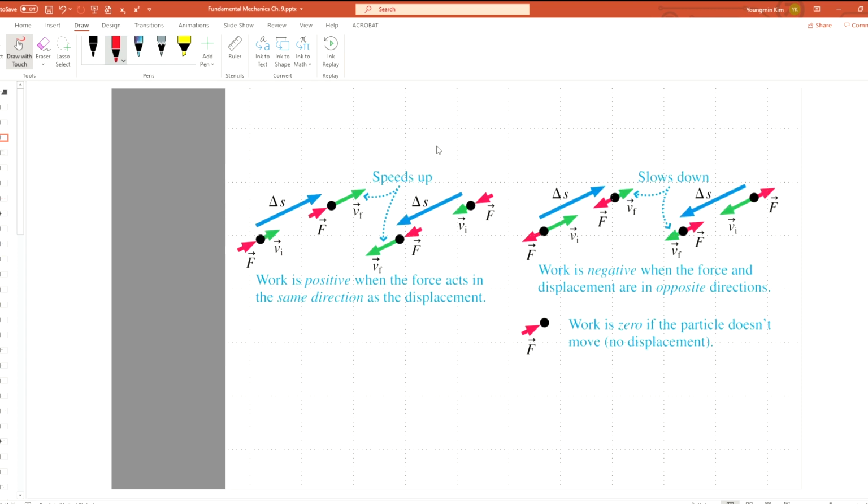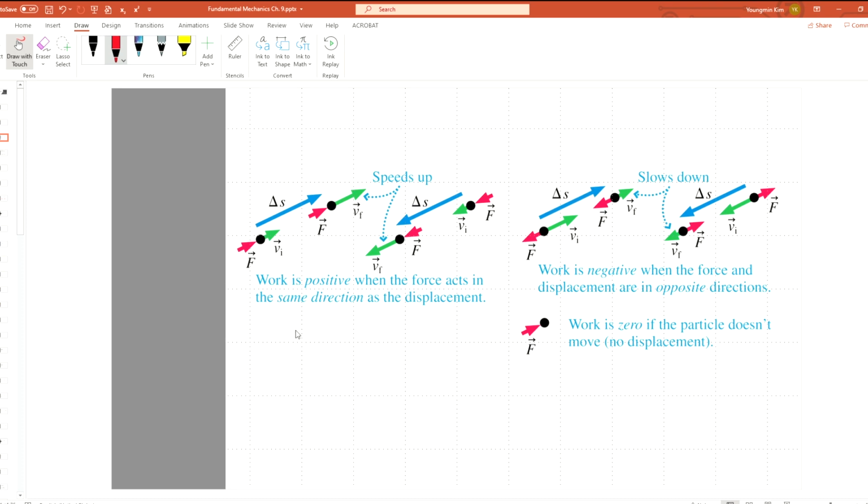Take a look at this slide here. In the case on the left, the work is positive when the force acts in the same direction as the displacement. So you can see here, the force applied will speed it up as displacement increases, in this direction or the opposite direction. As long as the force and displacement are in the same direction, the work done is positive, and the opposite, work is negative when the force and displacement are in opposite directions.